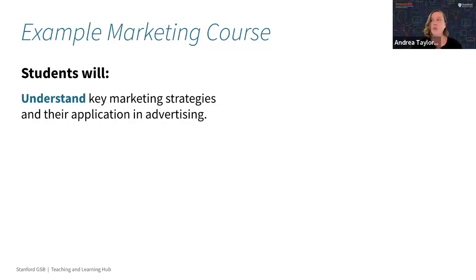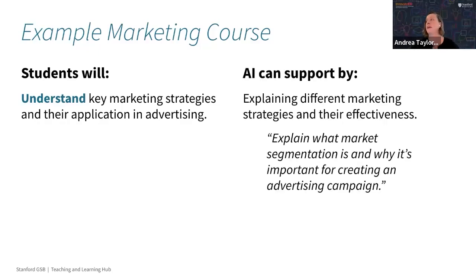So the student goal is students will understand key marketing strategies. We've got to get this to advance forward. There we go. Here's where AI can support. So here's what I would have cleaned up and the prompt that I would want to share with my students for them to get started. So I want AI to support students by explaining different marketing strategies and their effectiveness. And the prompt is right there. Explain what market segmentation is and why it's important for creating an advertising campaign.